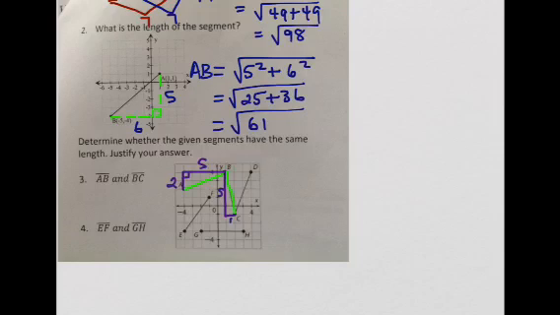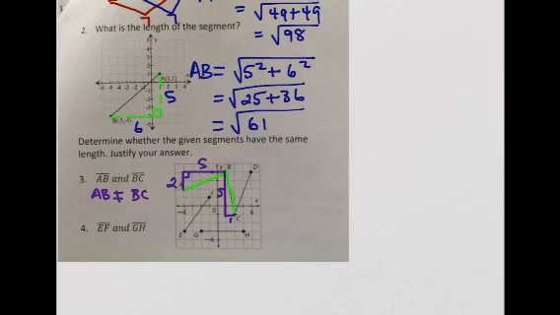So segment AB does not equal BC. Okay, because 5, 2 and 5, 1 are not the same numbers.